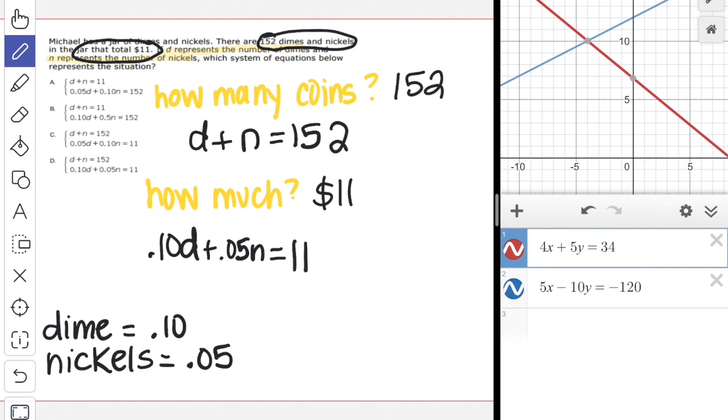So dimes plus nickels is going to be 152. We're going to get rid of A and B because they mixed up their how much and their how many equation. They did dimes plus nickels is $11, but that's not what we wanted. We wanted dimes plus nickels to give me 152 coins. And then of course they mixed up the value for dimes and nickels for C and D. So we're going to say the correct answer here is D.